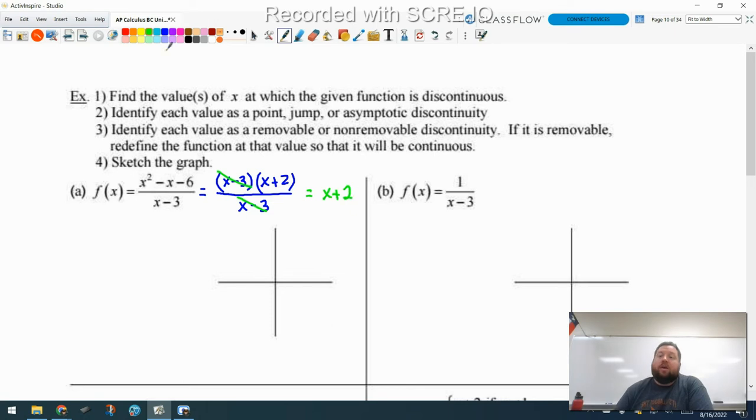leaving us with just x plus 2. And so when that happens, because the original function had a denominator, whatever that denominator is, so this is going to answer question number 1, find the values of x at which the function is discontinuous, that is a discontinuity automatically. Doesn't matter that it got canceled out later on. That's a discontinuity. Now, when it gets canceled out like this, it's not an asymptote. That's what you usually get when the denominator is equal to 0. But if it cancels out like this, you get a hole. So this is a point discontinuity.